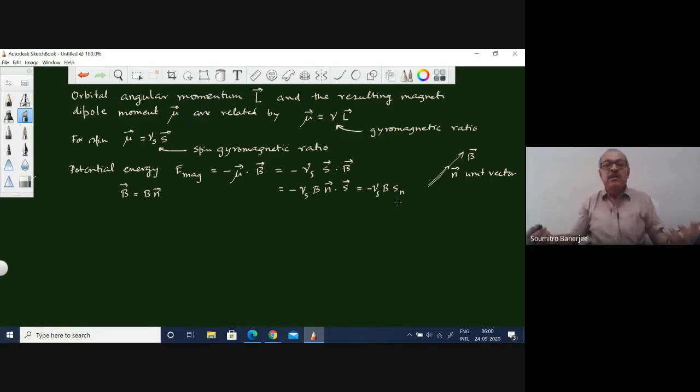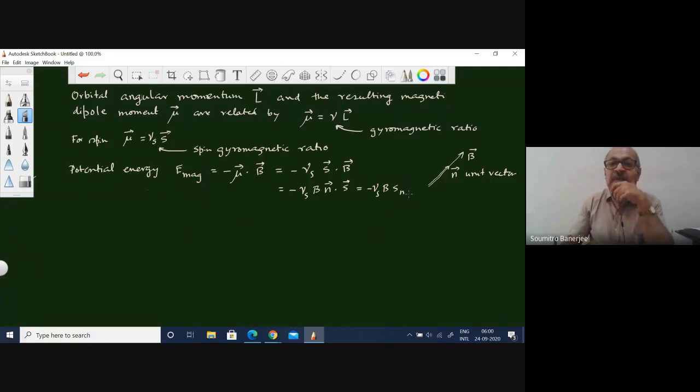So it is clear that the total potential energy due to spin is related to S_n. The way we do everything in quantum mechanics is that if we want to obtain the operator for this energy, then we'll have to convert this part also into an operator. These are numbers, but this is an observable, and therefore we'll convert that into an operator.